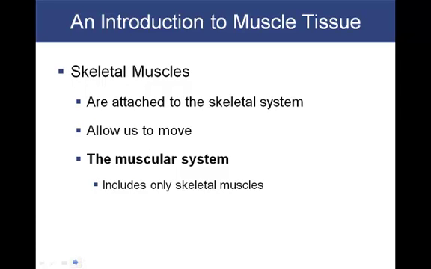Skeletal muscles work in conjunction with the skeletal system to provide directed movement. Our muscles attach to our bones, and as those muscles contract, it causes our bones to move, which then allows us to maintain directed movement. In terms of the muscular system, we will only consider skeletal muscles as they're the only components of the muscular system.